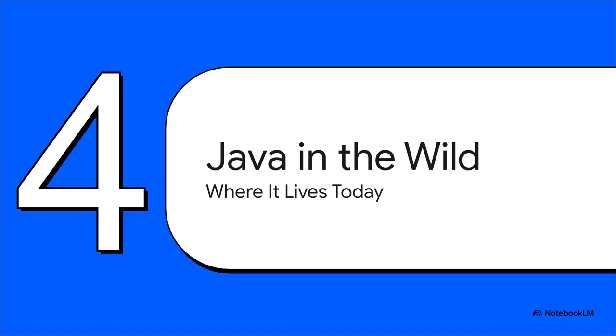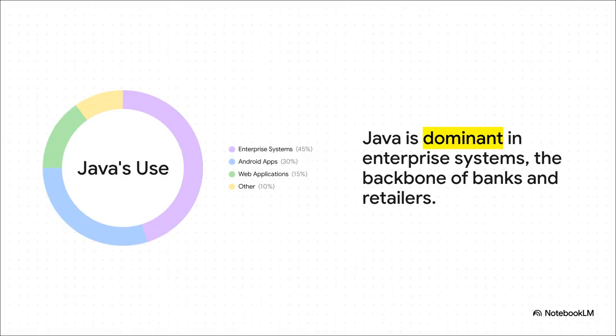Okay, enough with the theory. Let's talk about the real world. Where is Java actually running today? Where is it hiding in plain sight? And the answer is just about everywhere. But what's really amazing is where it dominates. Almost half of all major enterprise systems, we're talking the stuff that runs banks, airlines, and huge retail companies, that's all Java. It's the engine behind a huge number of Android apps and massive websites. I mean, you have almost certainly used a dozen Java systems today without even realizing it.